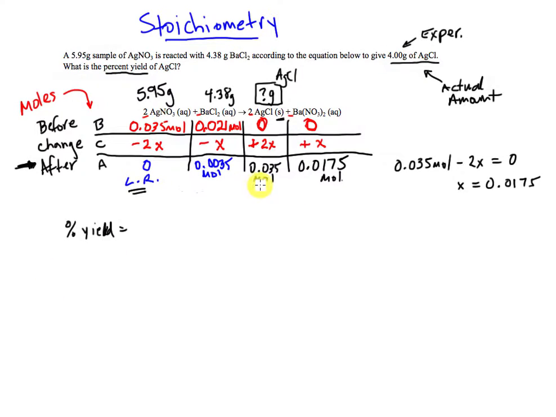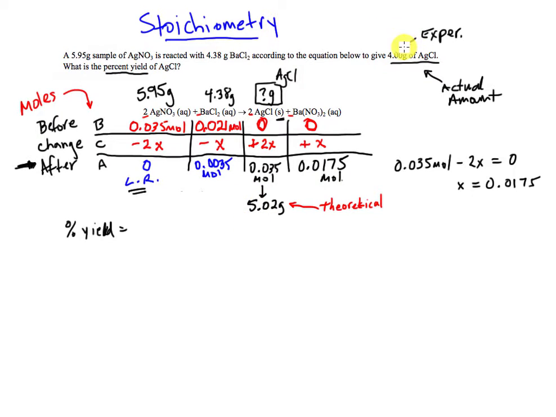I can quickly take this number here and find the mass by using the molar mass of silver chloride, which I'll do real quick. So 0.035 times 143.35. That's right, it was 5 point something. So the mass here is 5.02. This number here is what's called your theoretical amount, because in theory, this is how much you should have gotten. Theoretical. So that's your theoretical amount of silver chloride.